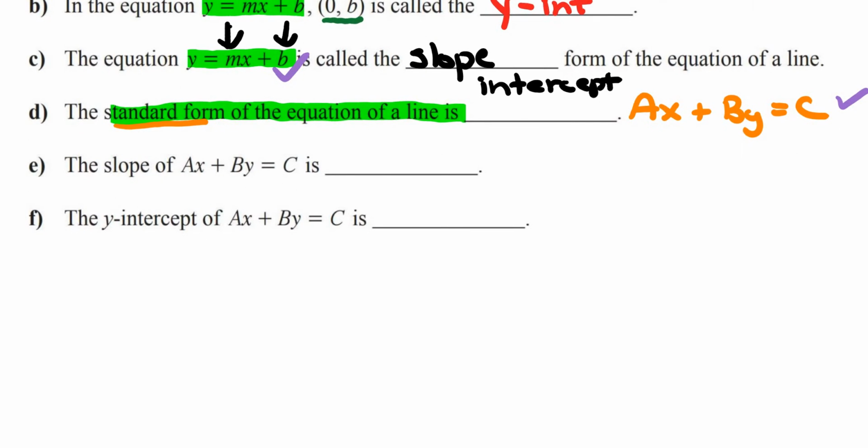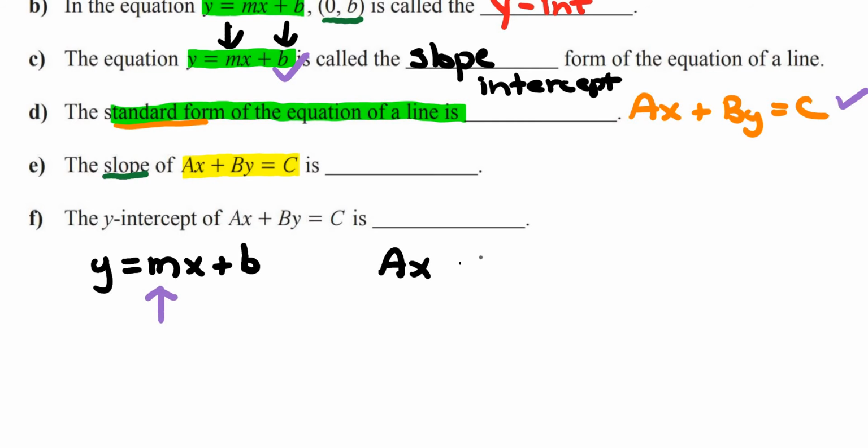And for part E, I'm given the standard form of a line, which is ax plus by equals c, and I need to identify the slope. Okay, now when you're looking for the slope, remember, when y equals mx plus b, when you're given that, then we know the slope is simply going to be m. Okay, so if I'm given ax plus by equals c, my goal is I want to isolate for y here. If I isolate for y, then I can find the slope easily.